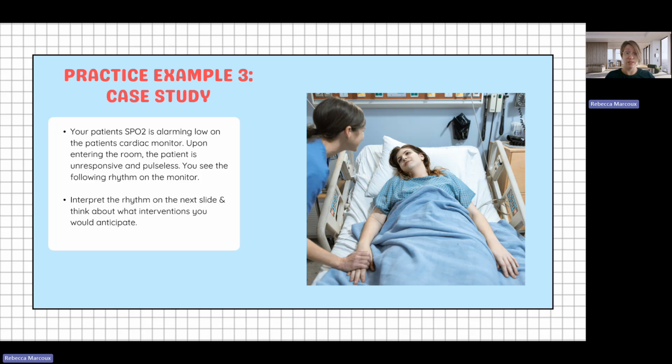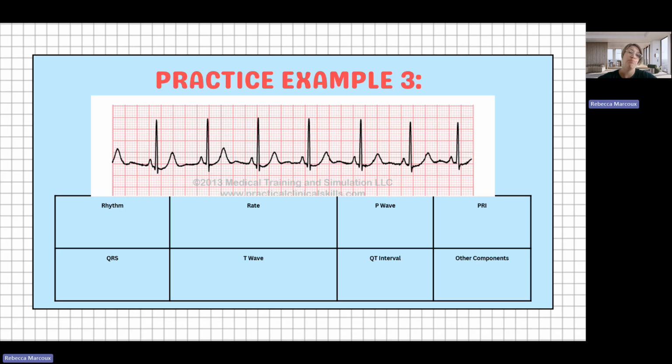So the patient's alarms are beeping, they have low SpO2. You enter the room, the patient is unresponsive. You cannot rouse them. You check a pulse, they have no pulse. This is the rhythm that you see. So if you want to take time to think about what this could be, pause. I'm going to move on to the next slide.